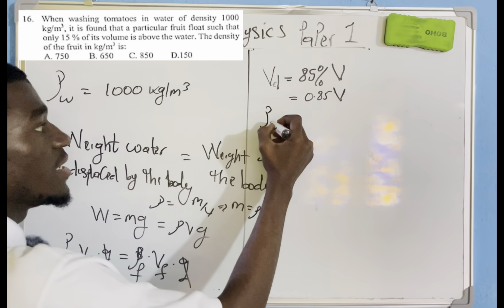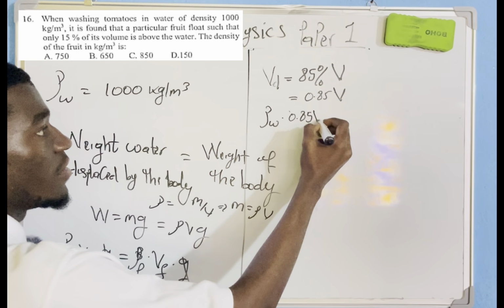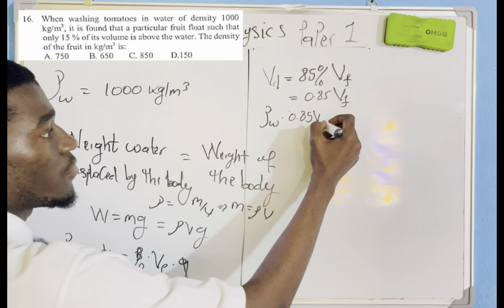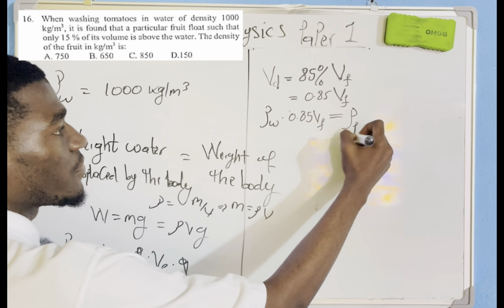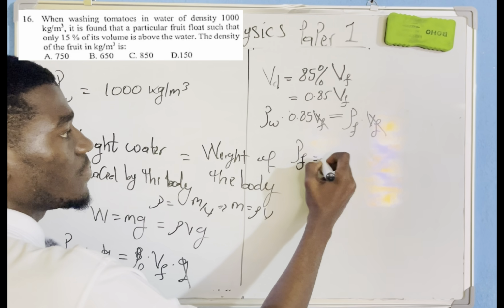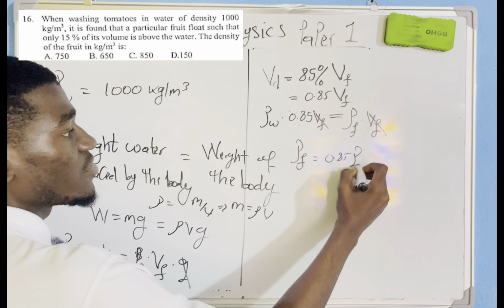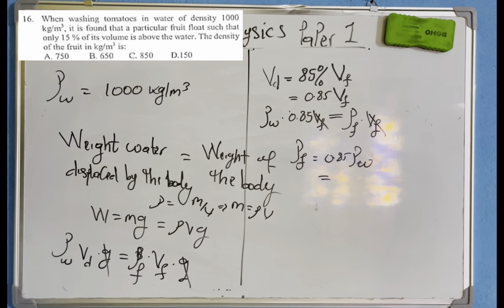It means that we'll have density of water times 0.85 times the volume of the fruit equals density of the fruit times volume of the fruit. This one cancels. Therefore, the density of the fruit is simply equal to 0.85 density of water. So, by numerical application, we will have 1000 times 0.85.